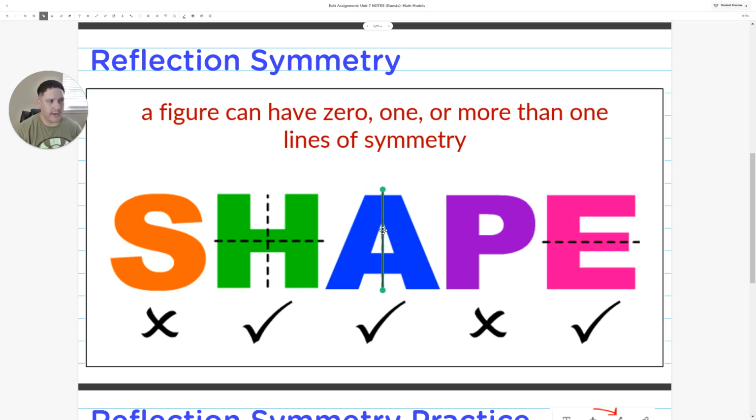Letter A has one line of symmetry going from left to right. Horizontally, doesn't work anywhere you put it. P, same thing. E, well, P doesn't have anything, period. And then E only has one horizontal line of symmetry, where you can fold the top to the bottom and it looks like the exact same image.